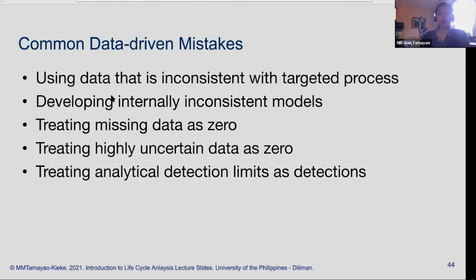Now, these are just common data driven mistakes. So these are mistakes that I would like you to avoid in your project. One, using data that is inconsistent with the targeted processes. Second, developing internally inconsistent models. Third, treating missing data as zero. Fourth, treating highly uncertain data as zero. And fifth, treating analytical detection limits as detections.